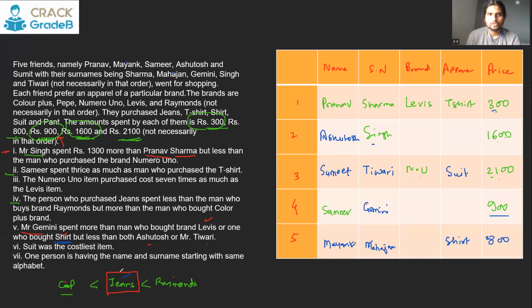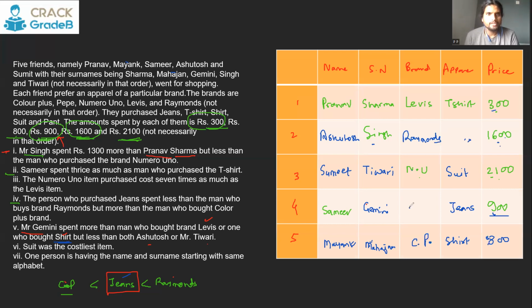Now we know jeans cost less than Raymond's and more than Color Plus. So now we are left with, for jeans, either this price or this price. Jeans is less than Raymond's. So this price cannot be jeans as it is only lesser than Numero Uno. That means this is the article which is jeans. Right now it is lesser than 1600, which we don't know of, and it is more than 800, which we don't know the brand of. That means this article is Color Plus and it is lesser than 600. That means this is Raymond's.